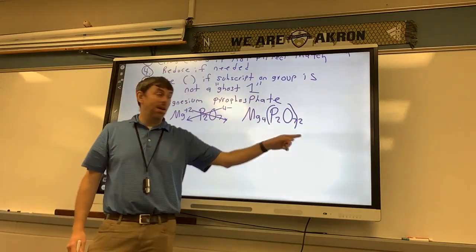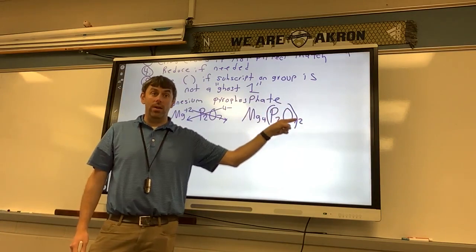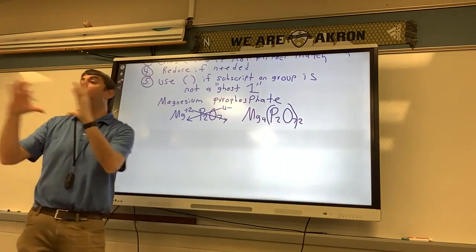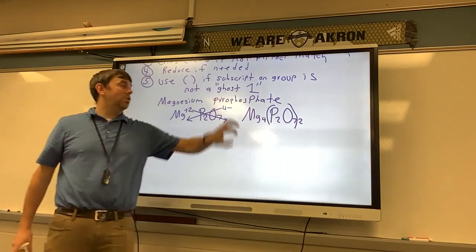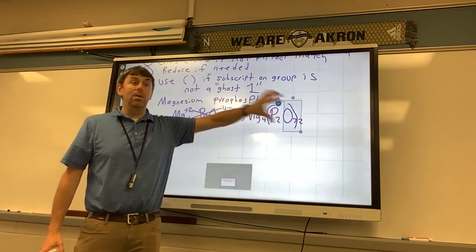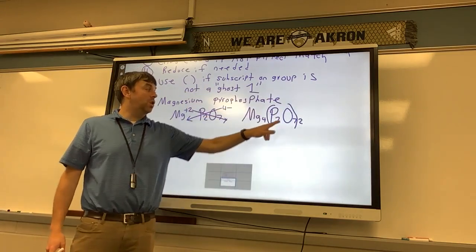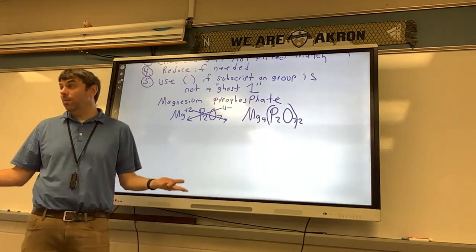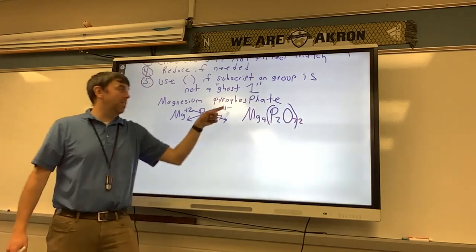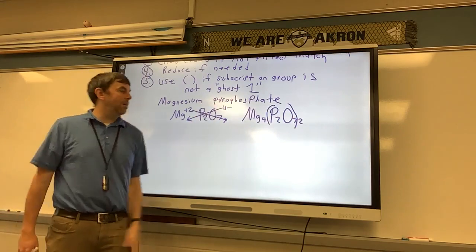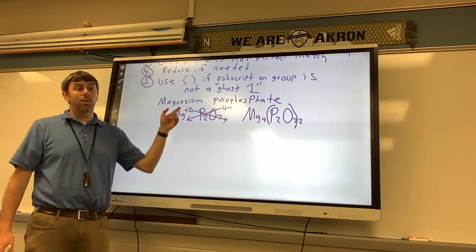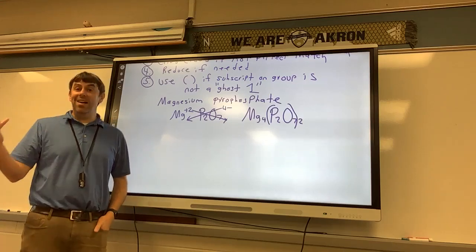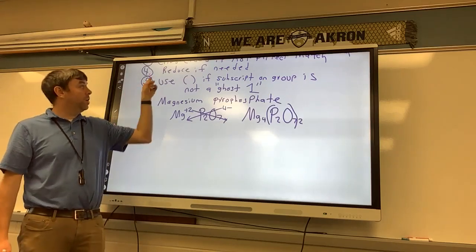So when I crisscross down, this is not a ghost 1, agreed? Whenever there's a number by the group, you have to put parentheses around it to keep the Happy Meal together, because I want 2 of the whole thing. Ideally I'm trying to balance out the charges, right? What is 2 times -4? -8. What is 4 times +2? +8. That's why you have to keep the Happy Meal together. But am I done? No. It says reduce if needed.